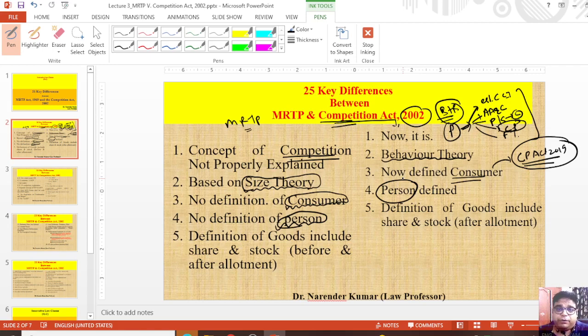Next point is that the definition of goods includes shares or stocks before and after allotment. But when we talk about the Competition Act 2002, the goods include shares and stock after allotment.